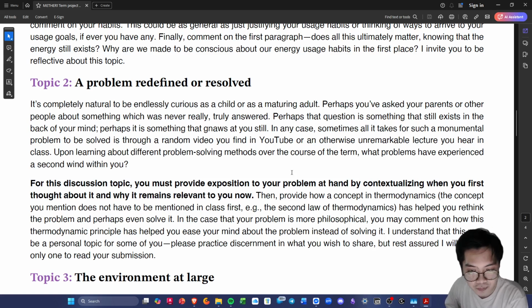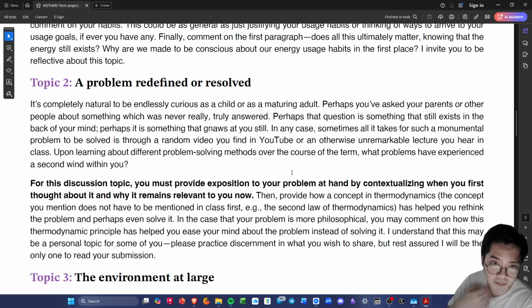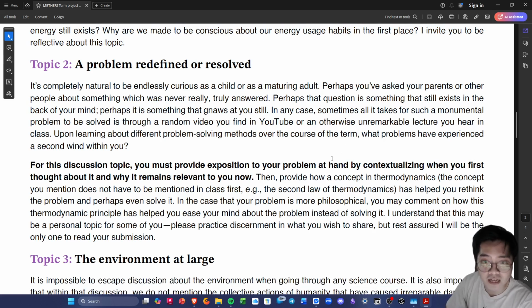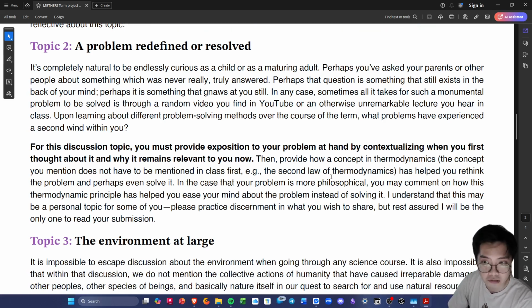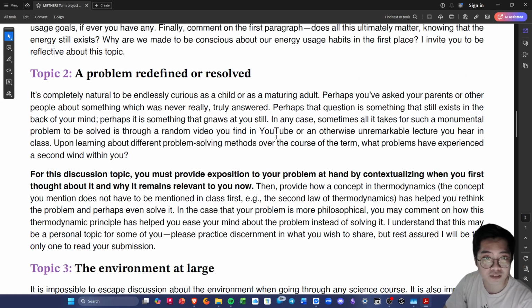In the case that your problem is more philosophical, you may comment on how this thermodynamic principle has helped you ease your mind. Because, well, if it's philosophical, then I don't think there's a good answer for that, right? I understand that this may be a personal topic for some of you. Okay, so please practice discernment in what you wish to share, but rest assured, unless I ask you that I want other people to read it, I will be the only one to read your submission.